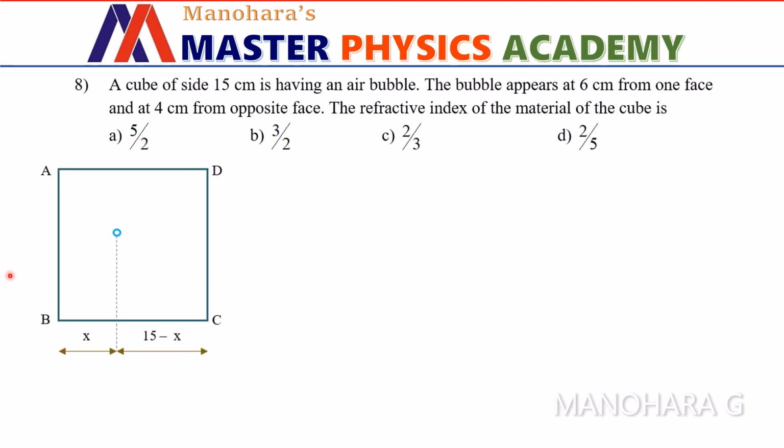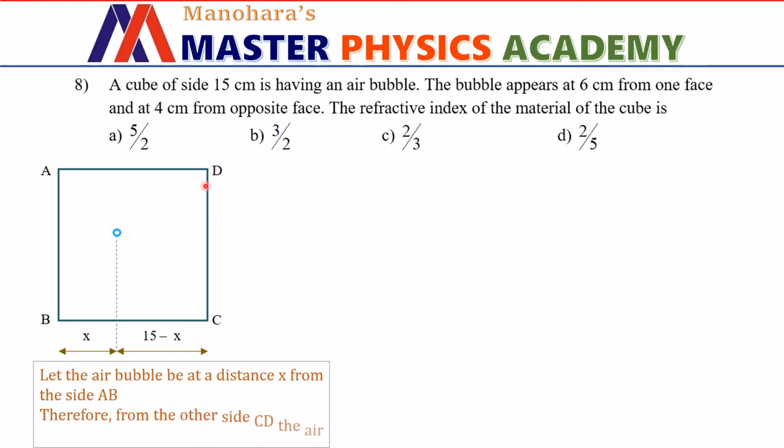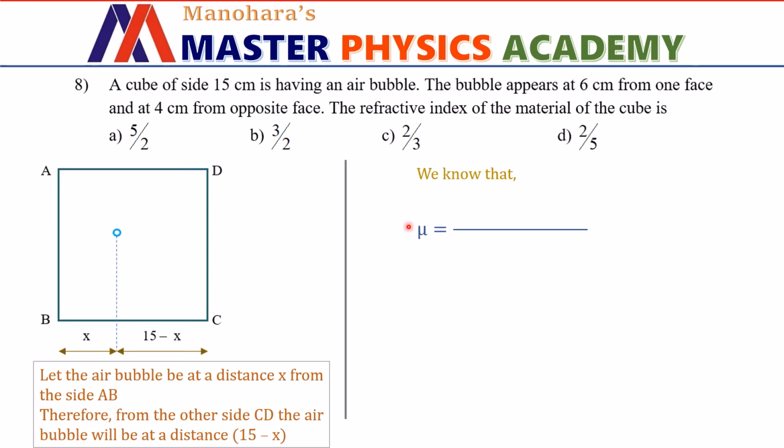Here the given situation is as depicted in this diagram. We have an air bubble which is at a distance x from one face, say AB, and from the opposite face CD, the distance will be 15 minus x, as the side of the cube is 15 cm. Now the definition of refractive index says the refractive index of the material is equal to real depth divided by apparent depth.